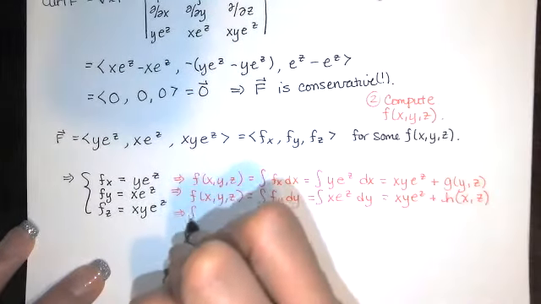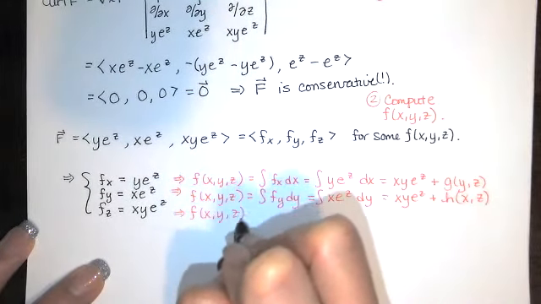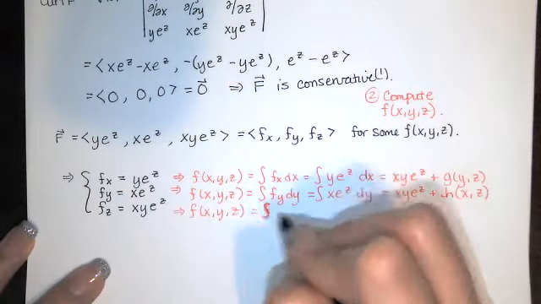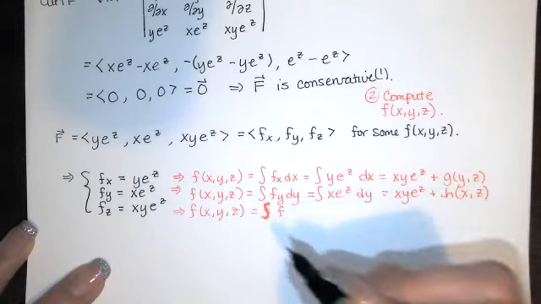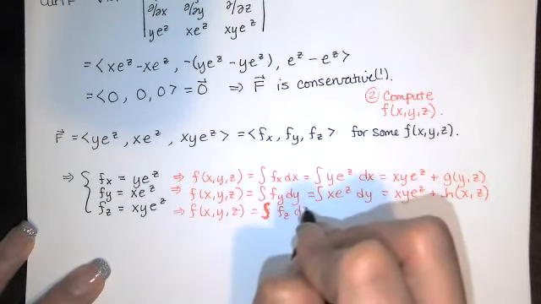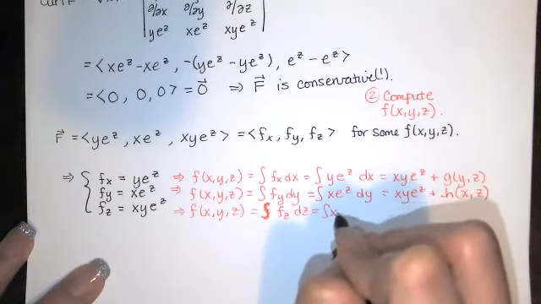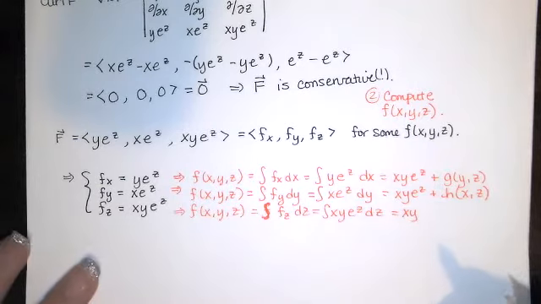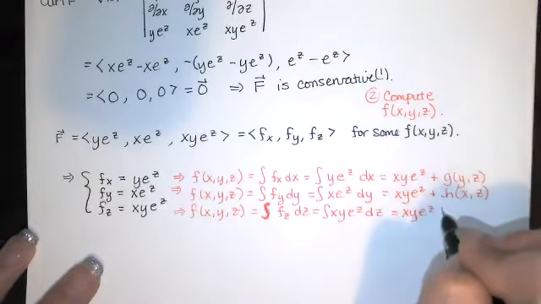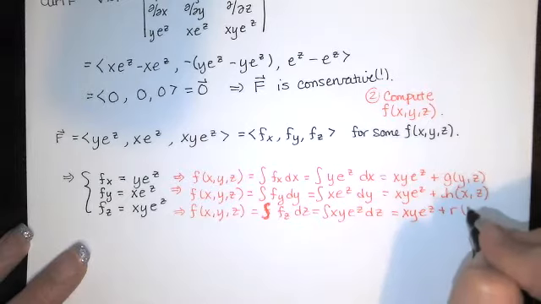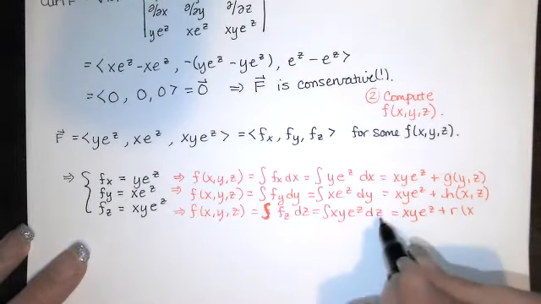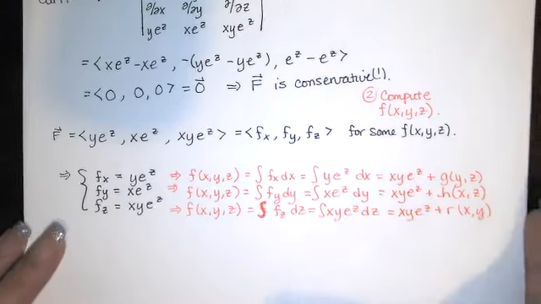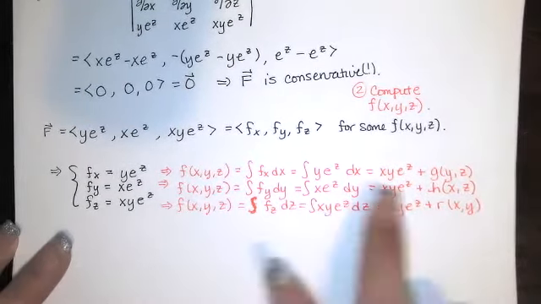And then over here, we take the partial with respect to z. Whoops. Sorry, that looks like an f. And we take its antiderivative with respect to z. Well, xy is a constant. The antiderivative of e to the z with respect to z is e to the z. Plus, we'll say r of xy, it's constant with respect to z, but not necessarily with respect to x or y.